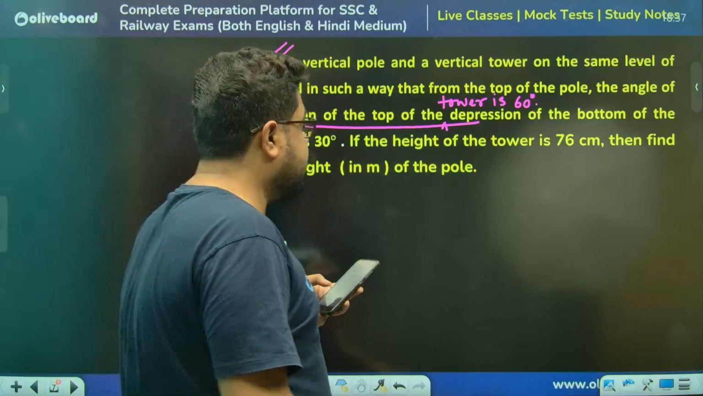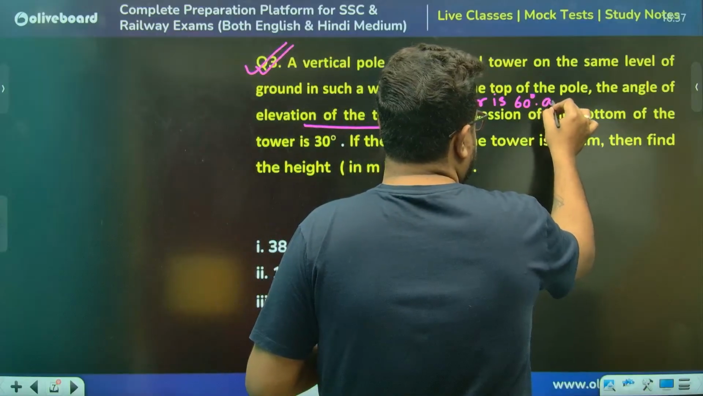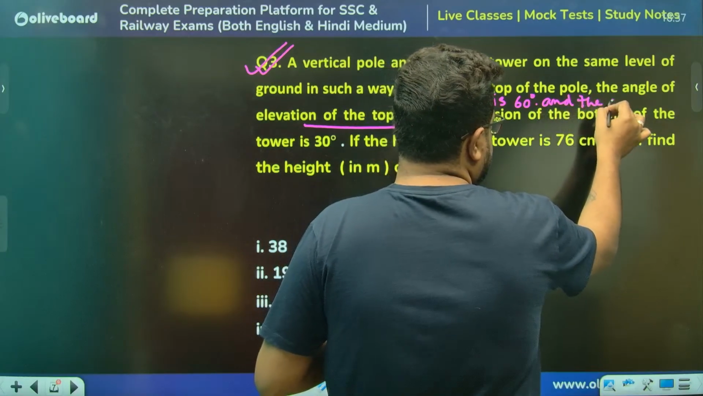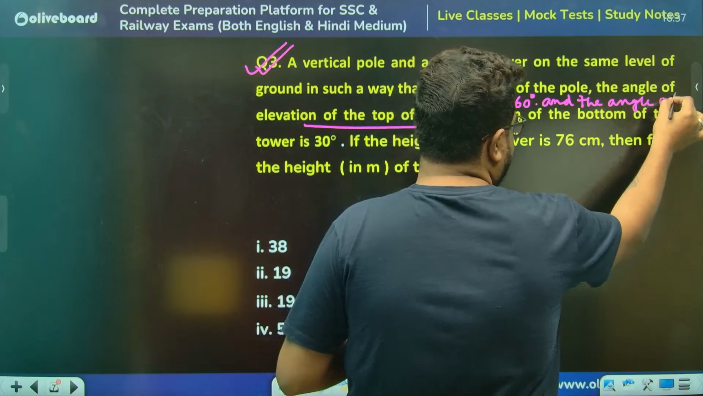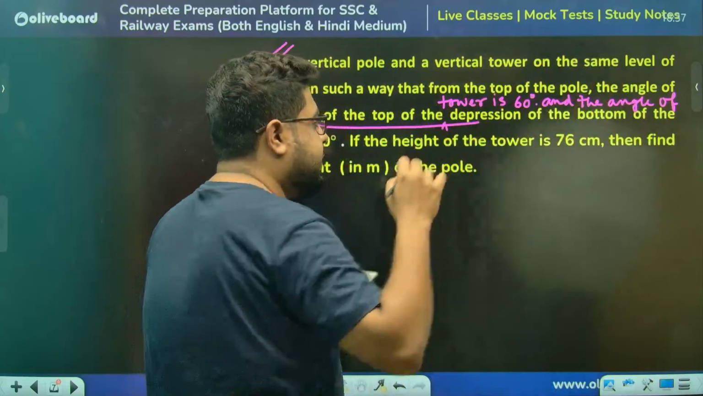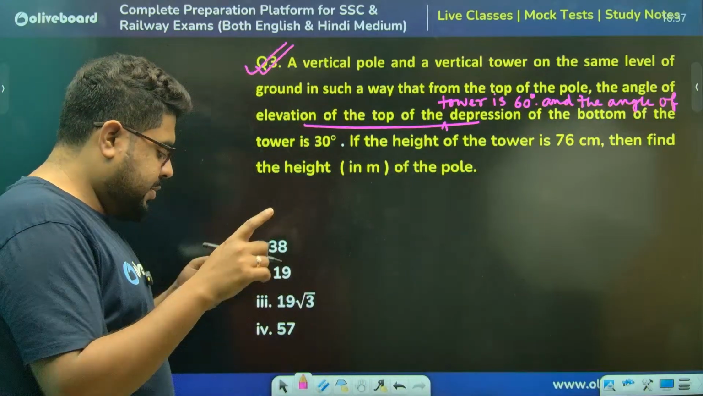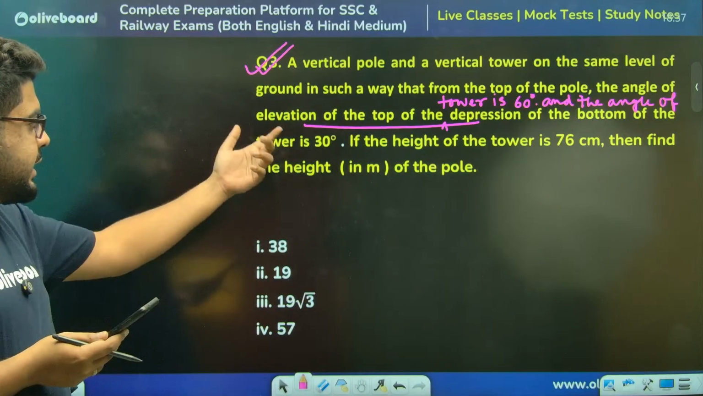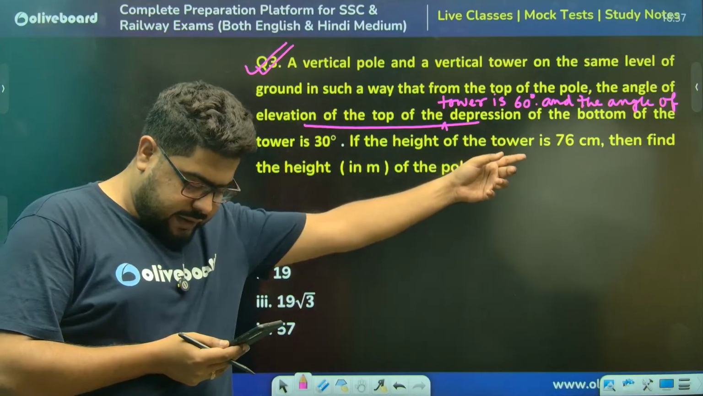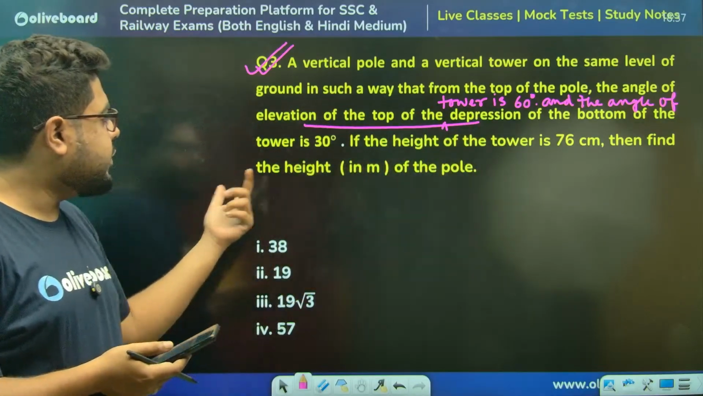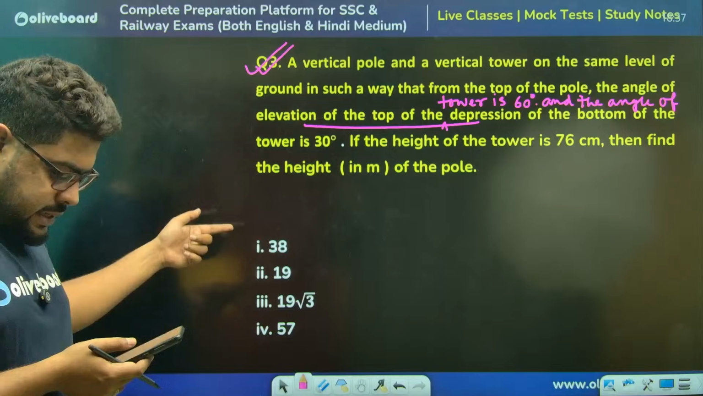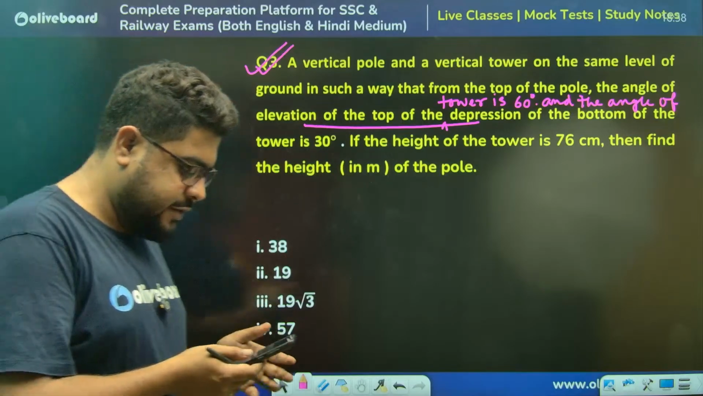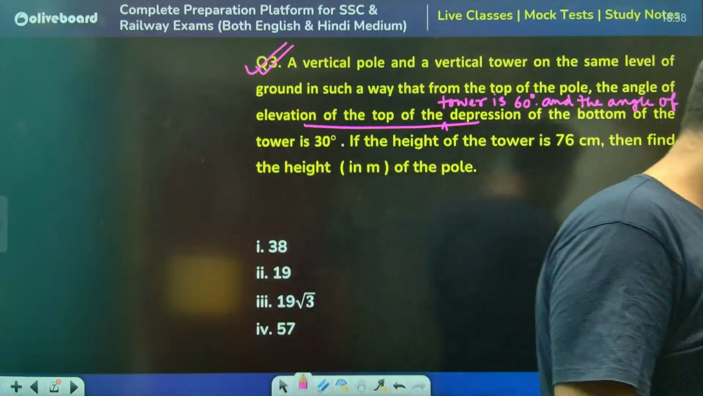And the angle of depression of the bottom of the tower is 30 degree. If the height of the tower is 76, then find the height of the pole. Options are 38, 19, 19 root 3, 57. CGL ka question hai, sir.